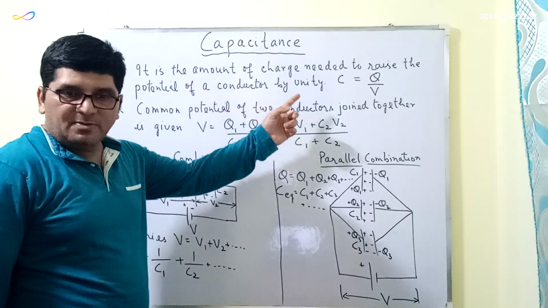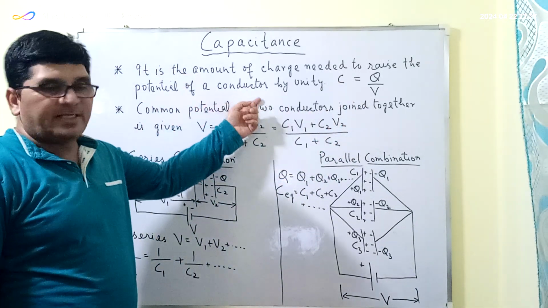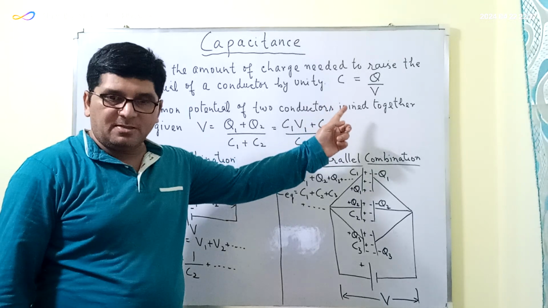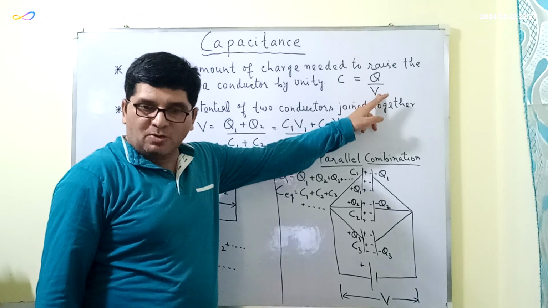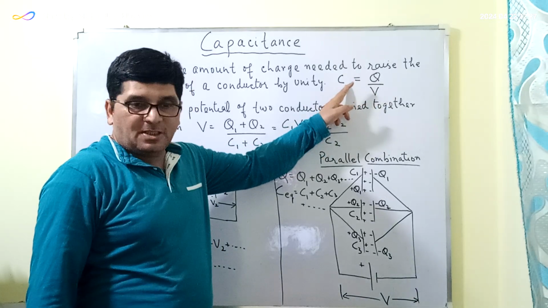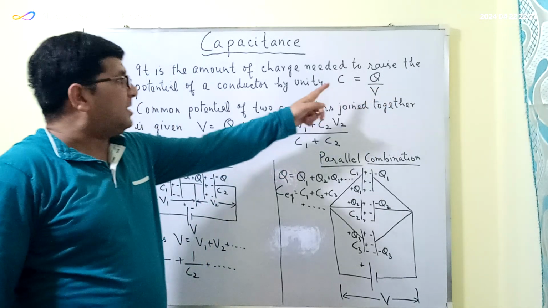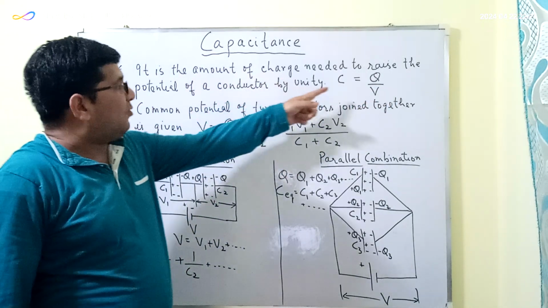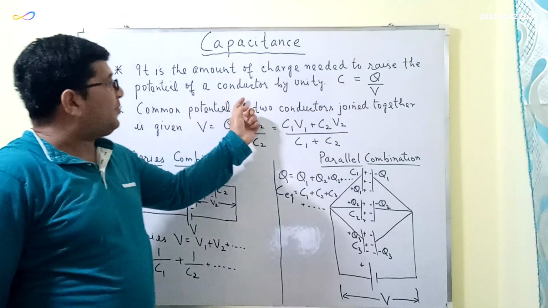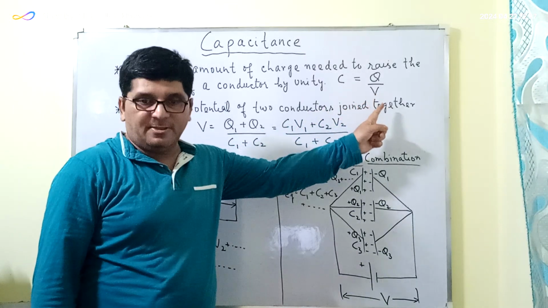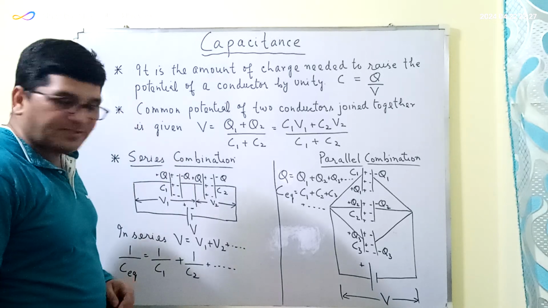It is the amount of charge needed to raise the potential of a conductor by unity. That is, if the potential difference is equal to 1, then the capacitance will be equal to Q, the charge. What is Q? Q is the amount of charge needed to raise the potential difference by 1. This is the basic definition of capacitance.